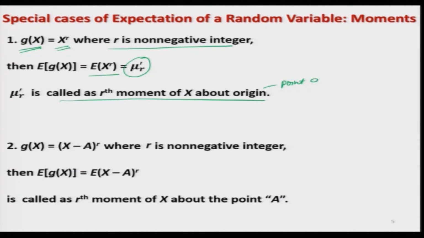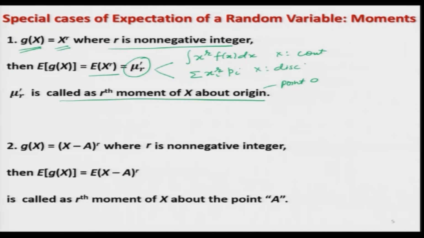So, this is a particular quantity. If I ask you how you are going to compute it, that is simply going to be the expected value of x raised to the power of r. That is going to be the integral of x to the power of r f(x) dx, in case X is continuous, and it is going to be replaced by the summation of x_i to the power of r p_i, in case X is discrete.